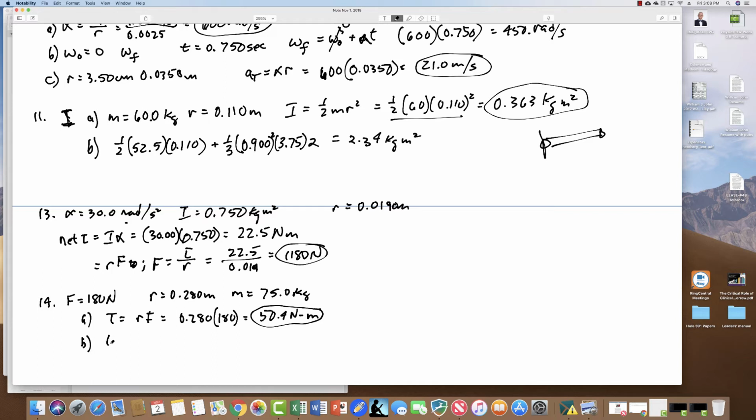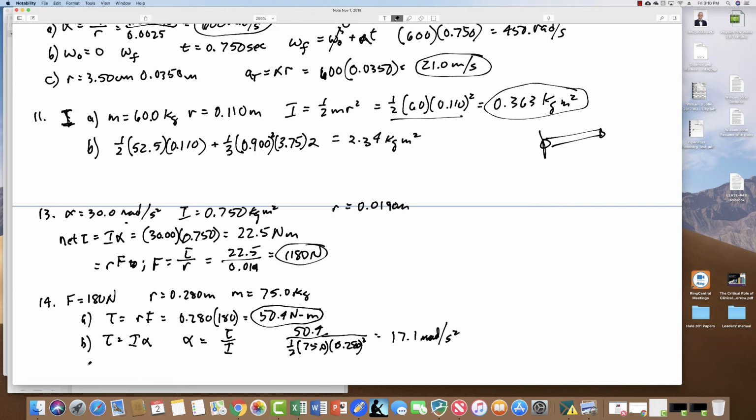Well, we know that torque is also equal to the moment of inertia times the angular acceleration. So the angular acceleration is going to equal the torque divided by the moment of inertia. The torque we know is 50.4. For a solid disk, the moment of inertia is 1/2 times the mass, which is 75, times the radius squared, which is 0.280 squared. If we do the math here, we get 17.1 radians per second squared.